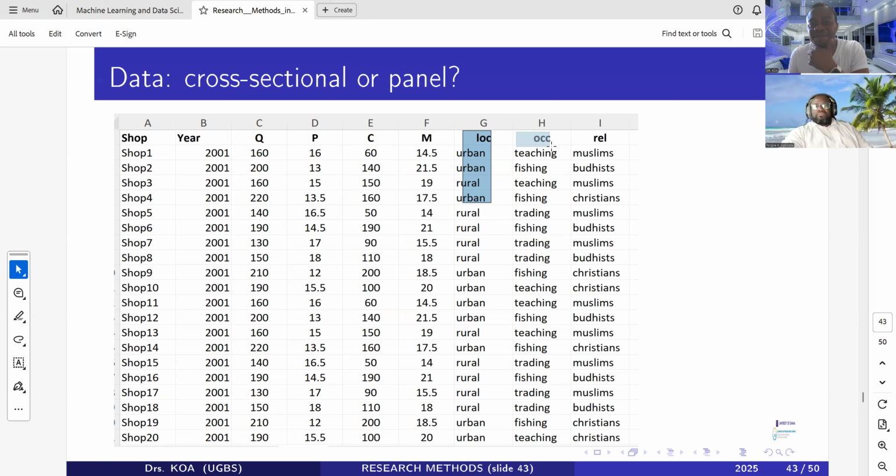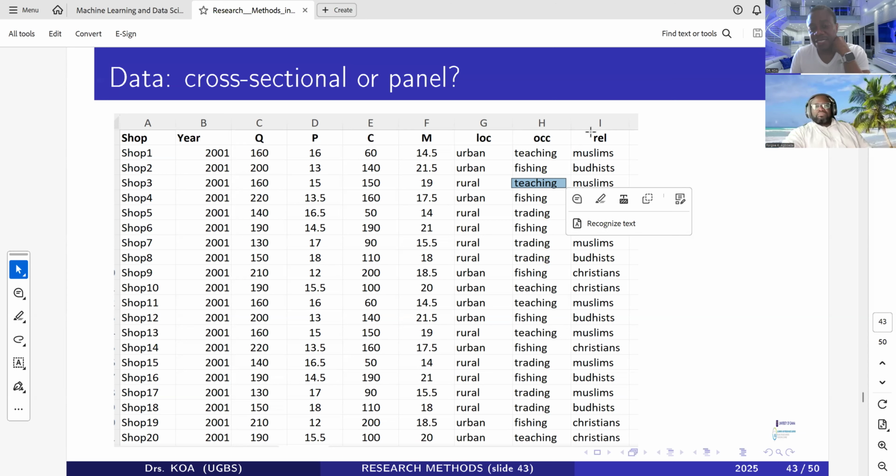Another factor that can affect the demand for akpeteshi gin is the occupation of the people. If you look at the first shop, the average occupation of the people is teaching. But the second one, most of them are fishers. The third one are also teachers, and then it goes on. There are traders also along the line. That is 3 levels. Because it's 3 levels, we expect the dummy to be 2.